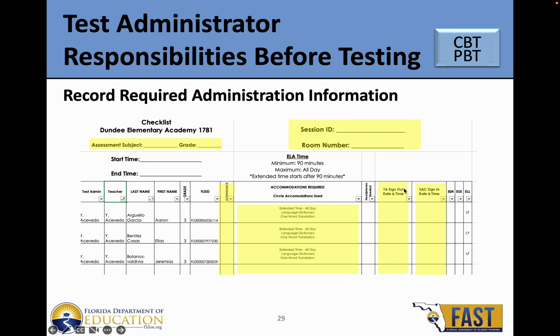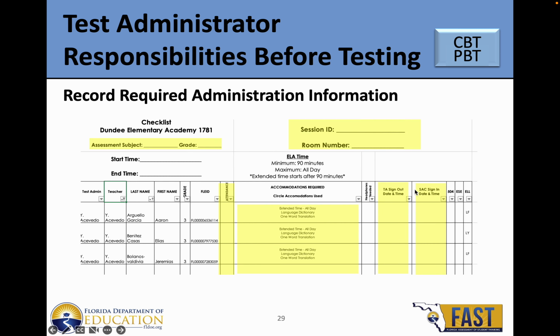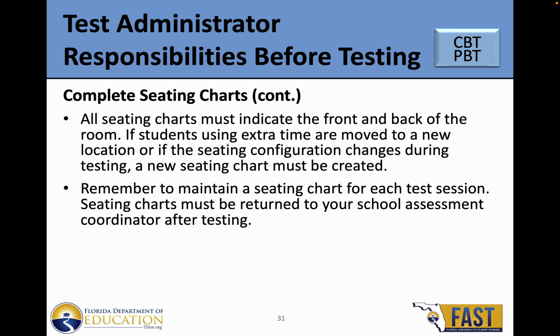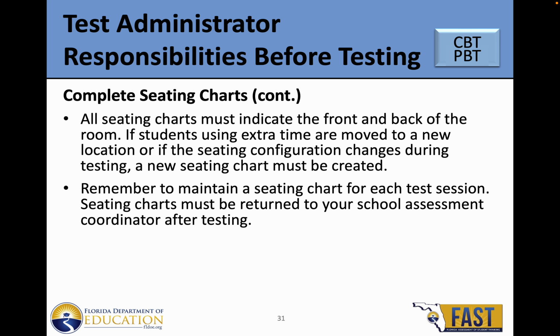And then we have the TA sign out. So you're going to be signing the test tickets out, and then I'm going to be signing them in later on. You also have the session ID, which is on the top right of your computer screen in Tide, and then whether they're 504, ESE or ELL. In the seating charts, make sure you have the date, your name, room number. You do not have to have what iPad they're on. I already have that information and I'm turning that in. And make sure you have arrows pointing to which way they're facing.